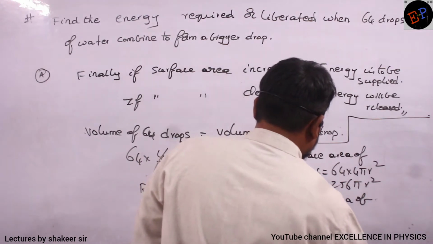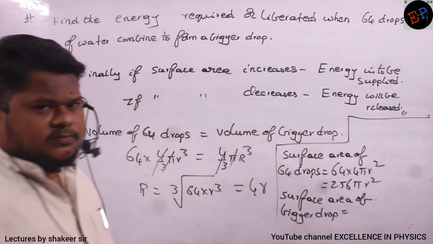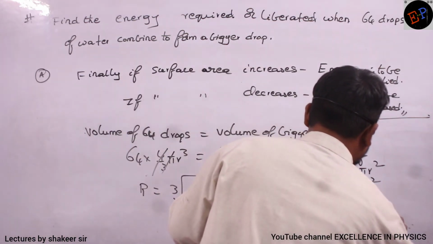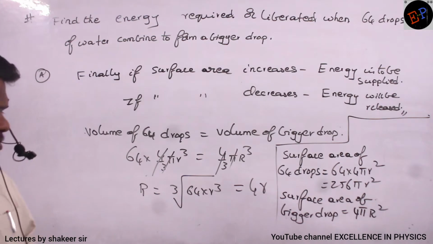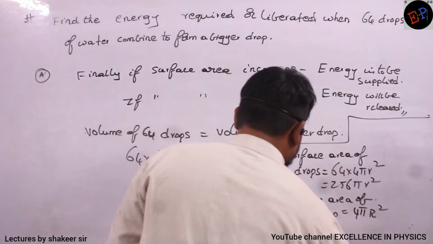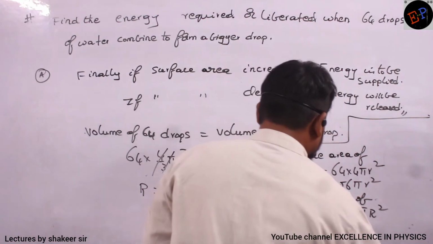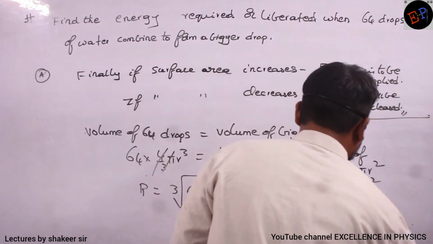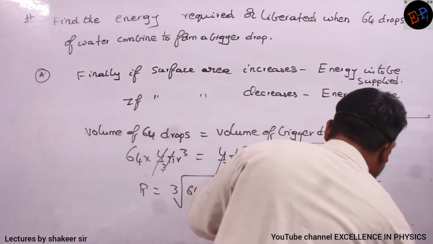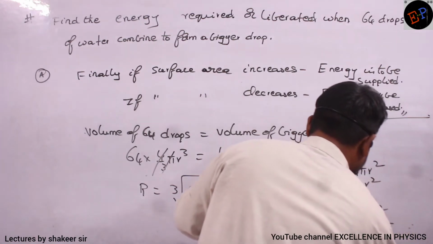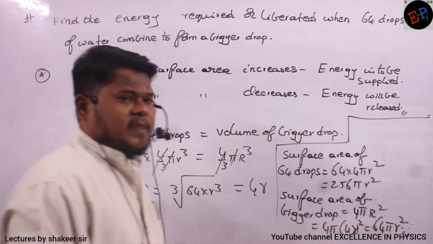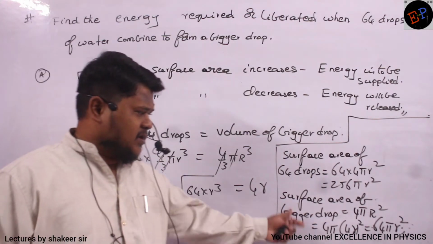So it is only one drop, no? So directly 4 pi capital R square. But what is the capital R value? 4r. So substitute here. If I do the calculation, it is 4 pi into (4r) whole square. So 4 fours are 16, 16 fours are 64. So 64 pi small r square. So this is the surface area of the bigger drop.